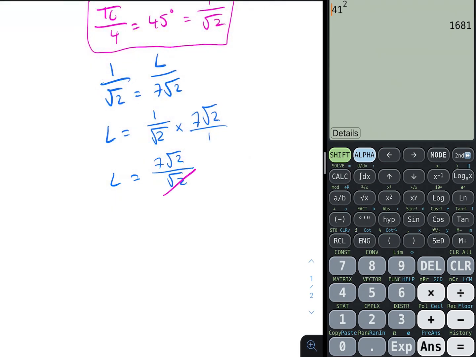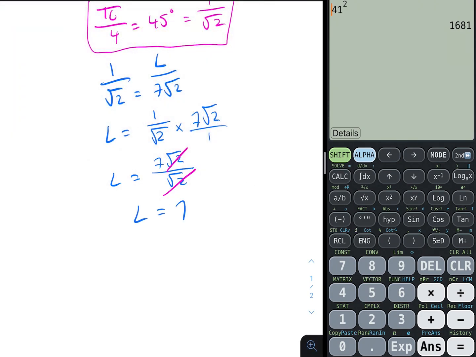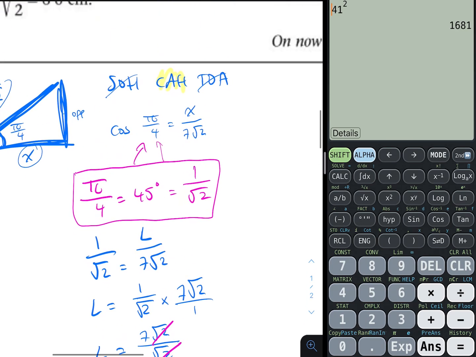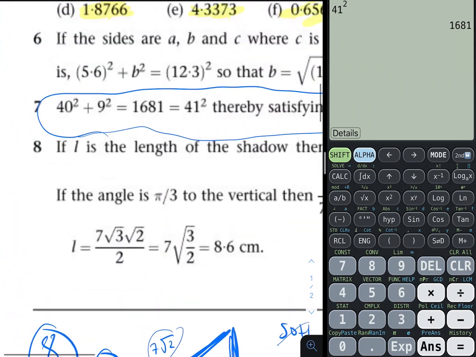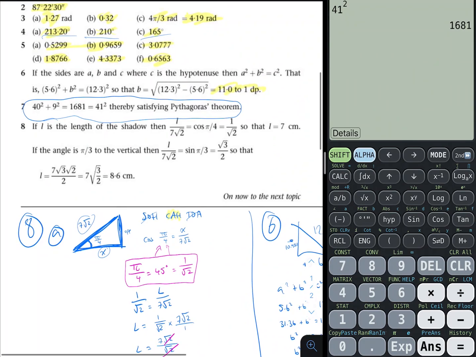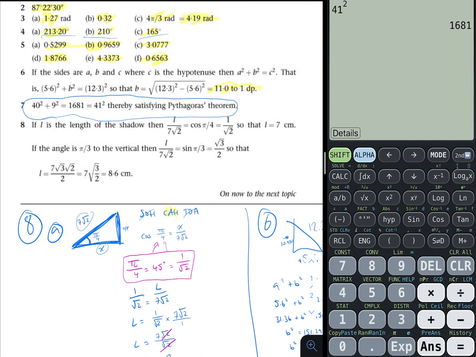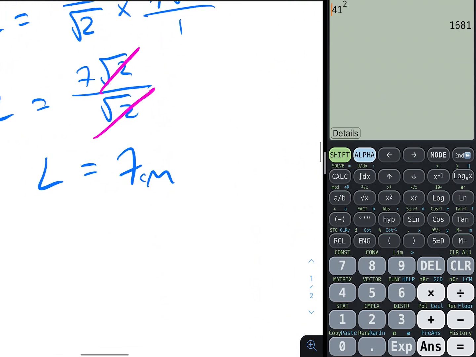And then in terms of cancellations, these two cancel each other out, which means that L is equal to 7 meters, I believe it was. They didn't give us units, but yeah, let's have a look. If L is the length of the shadow, then 1 over 7 times the square root of 2 is equal to cosine pi over 4, which is equal to 1 over the square root of 2. Yep, so L is equal to 7 centimeters. Okay, so we got that right.